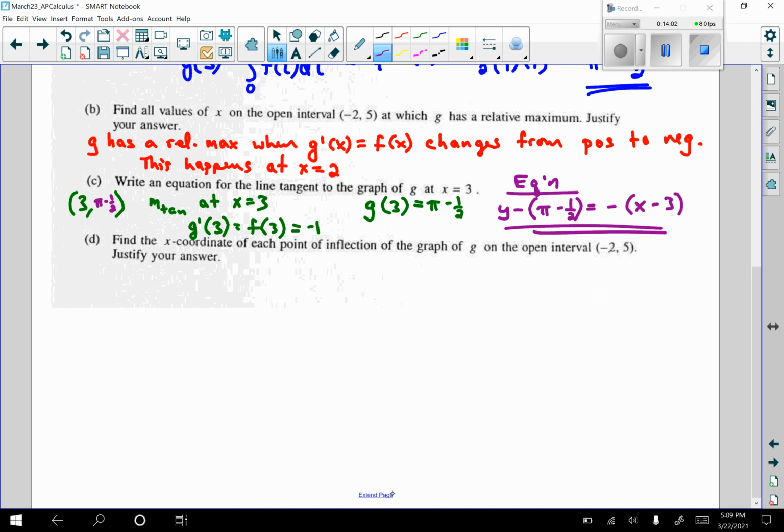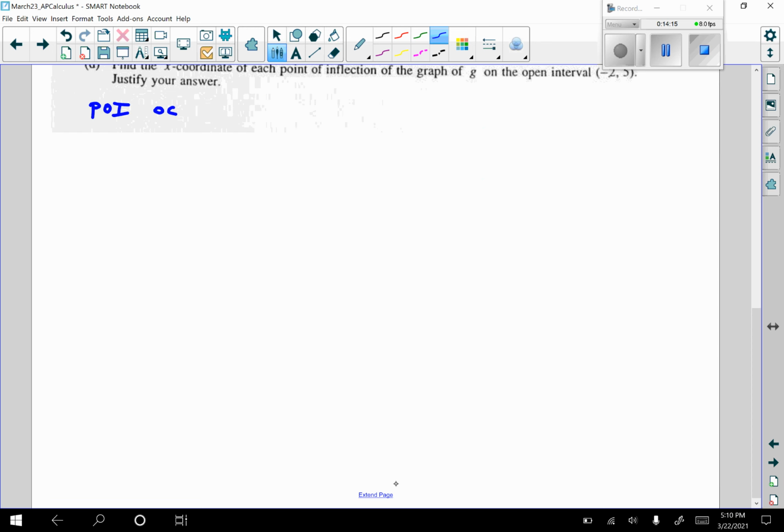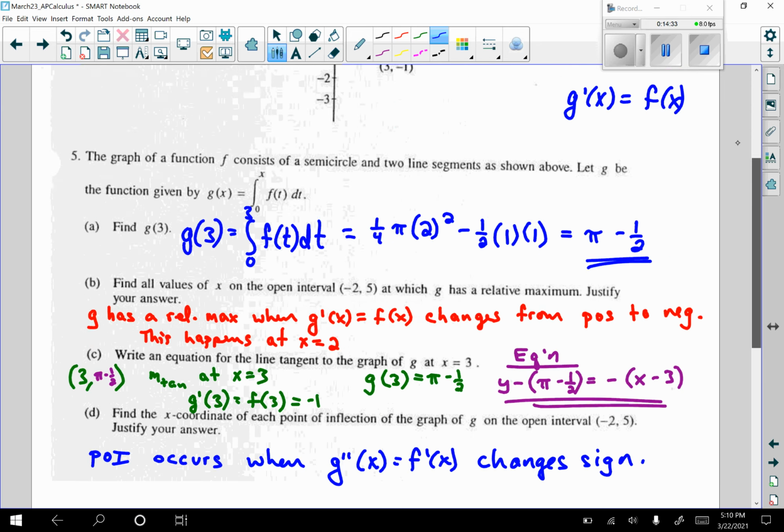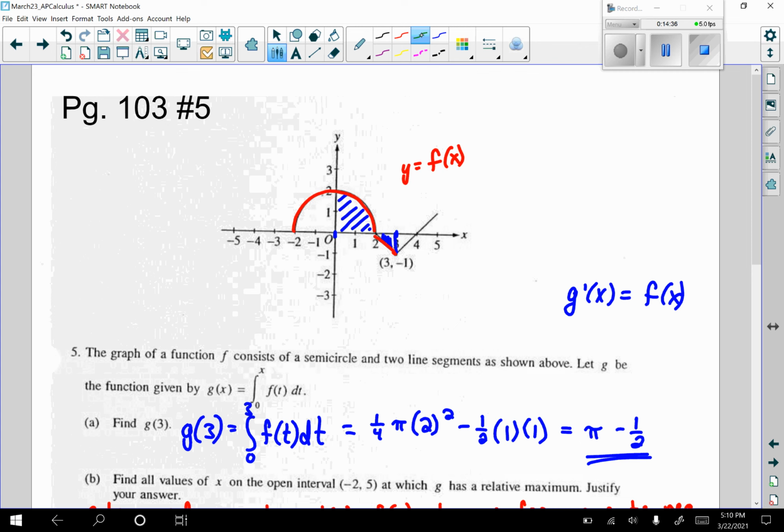Question D. Find the x-coordinate of each point of inflection of the graph of g on the open interval from -2 to 5, and again, justify your answer. So we know we're going to have a point of inflection that occurs when g double prime of x, which is equal to f prime of x, changes signs. So now we're going back up to the graph and we're looking at the slopes of the tangent lines. So I'm going to do this in green. So when we first start, here's our tangent lines.